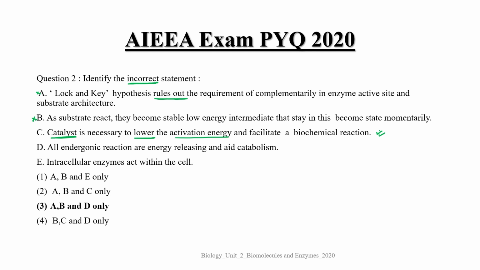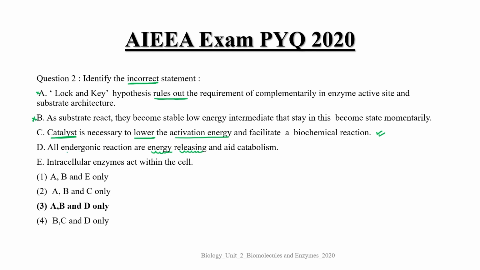Now D: all endergonic reactions are energy releasing and aid catabolism. The energy releasing reaction type is known as exergonic.